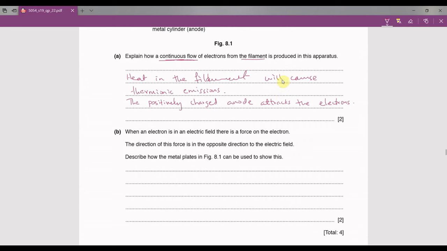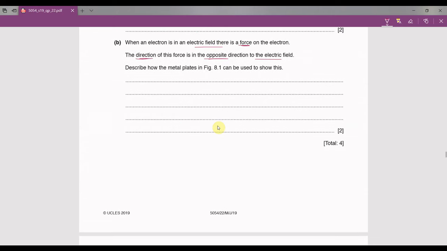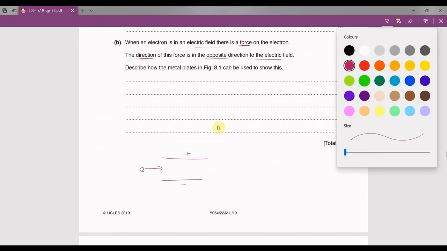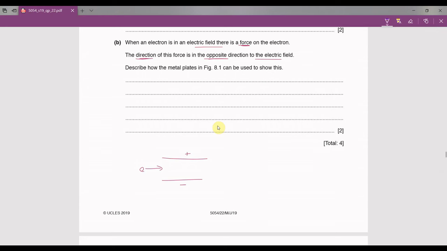Part B says when an electron in an electric field is placed, there is a force on the electron, but the direction of this force is opposite to the electric field. So why does that happen? So what they're saying is, if you have a metal plate and it's positively charged and a metal plate which is negatively charged, there is an electric field between it. If an electron passes through this field, the force that it's going to experience is going to be opposite to the electric field.